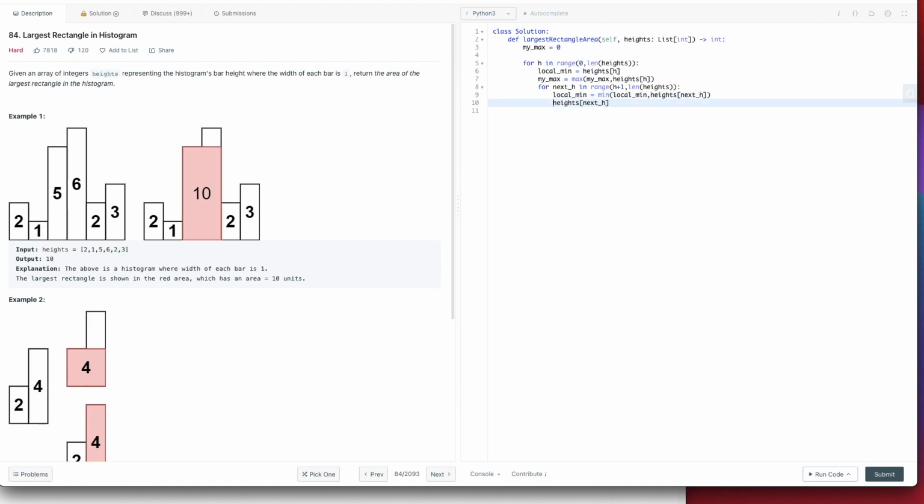So there's a running minimum, and then we would do heights of next edge, or sorry, next edge subtracted by edge. So in this case, like 2, so +1, and then multiplied by the local min. In this case, the local min is 2, and then the next one local min is 1.